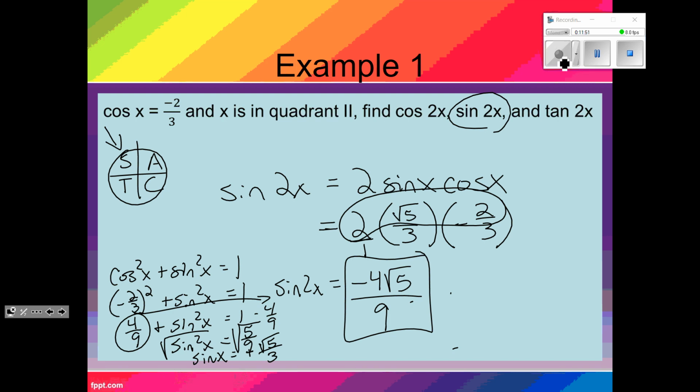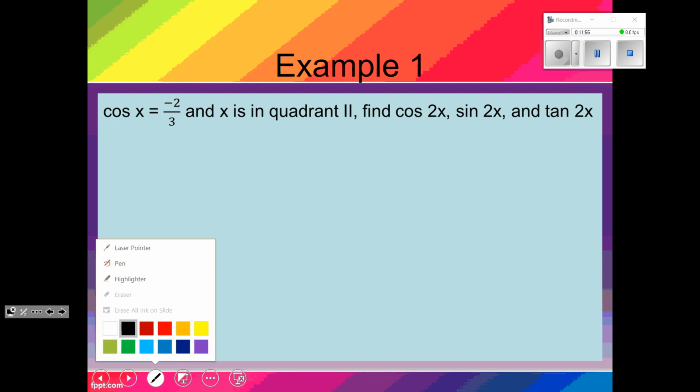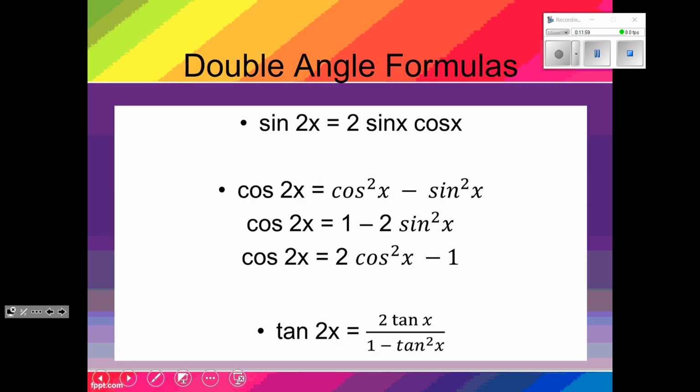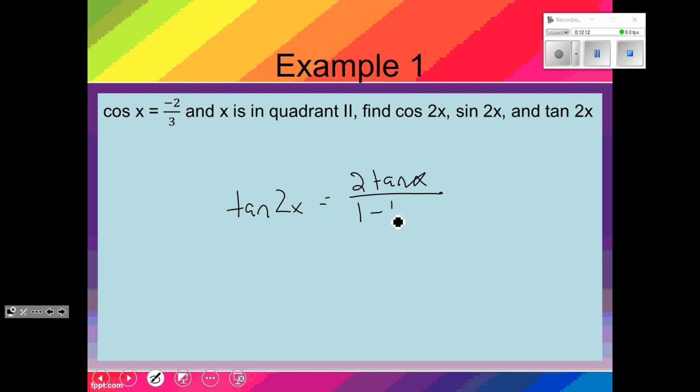Okay, so let me erase, and let's go to the tangent. Okay, so what's our formula for tangent? So the tangent of 2x is equal to 2 tangent of x over 1 minus tangent squared.